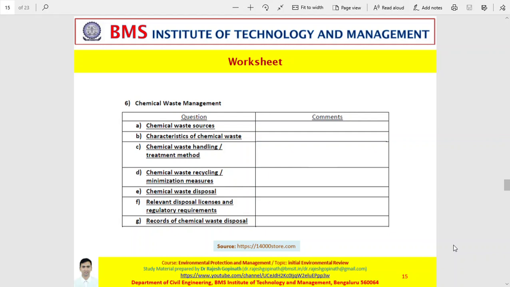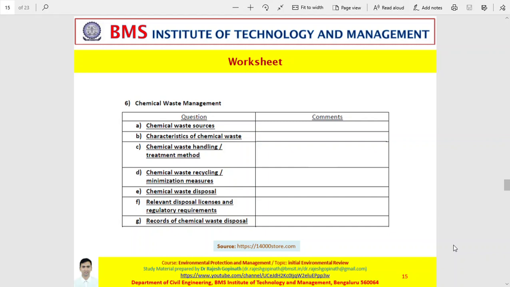Further, you must also have a treatment process flow diagram, the standard operating procedures, the system operating manuals, and the list of waste collectors. I am talking with respect to clause C, that is chemical waste handling and treatment methods. Also in this checklist or worksheet, you must collect the various measures which are being practiced to reuse, recycle or minimize the chemical waste. Okay.